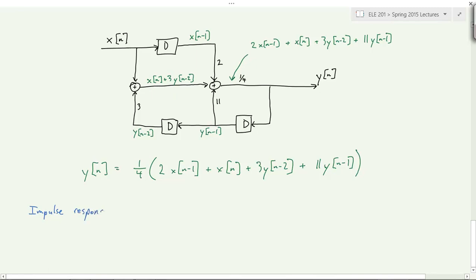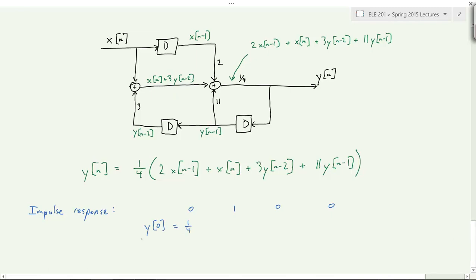Well, we assume nothing happened until time 0 because it's causal. At time 0, a 1 came in here. So we can either follow the block diagram and see where the 1 propagates through. At time 0, there's a 1. That means this is 1. That means you get a 1/4 out at time 0. Or we can just use our equation. We already derived an equation. So what do we have at time 0? Well, these were all 0. That was a 1. That was a 0. That was a 0. We get y of 0 equals 1/4.